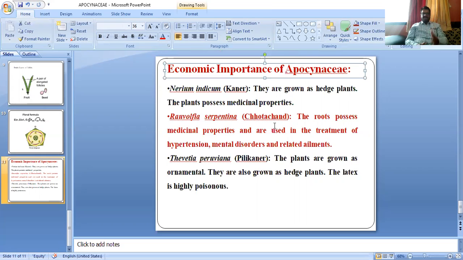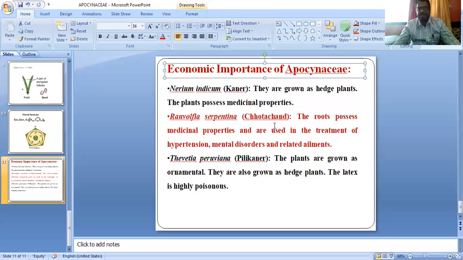In this case, Nerium indicum, generally called Kaner, is grown as a hedge plant and the plant possesses medicinal properties. It is also a garden plant. You know Kaner is planted in gardens and as a hedge plant, and it also possesses medicinal properties. You have to write 2-3 points on economic importance.